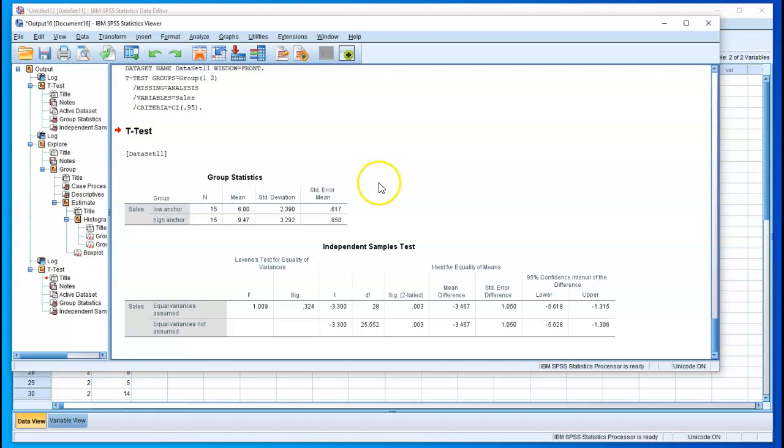All right, you'll note that SPSS does not give you standardized effect sizes here. So if you need standardized effect sizes and confidence intervals around them, you need to use a different program. And we'll have a different video showing you how to do that.